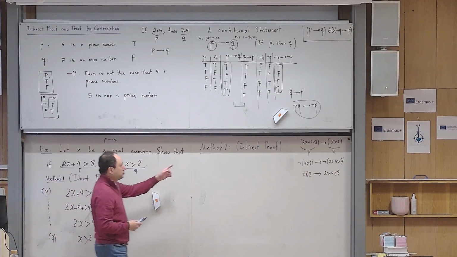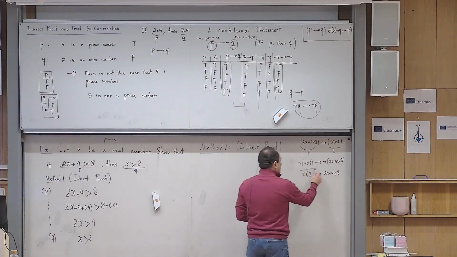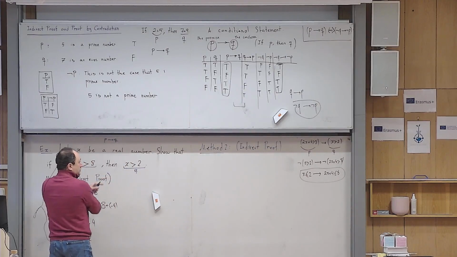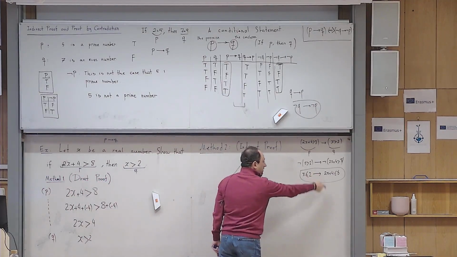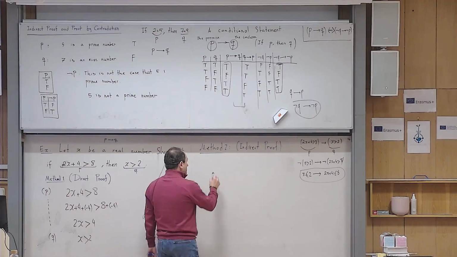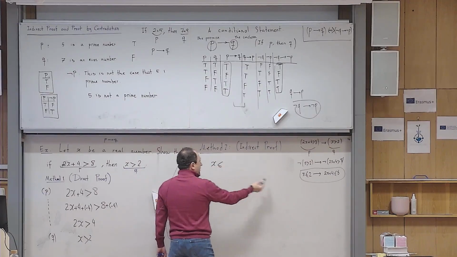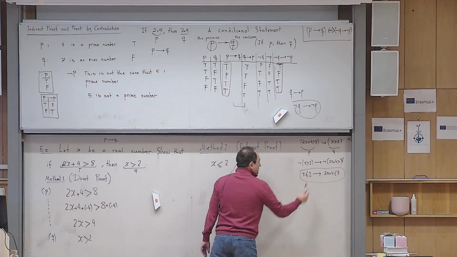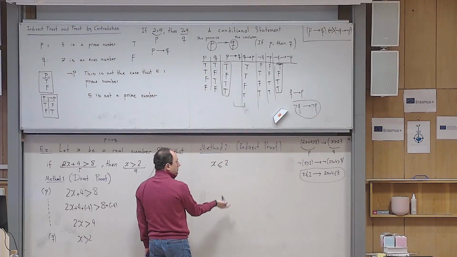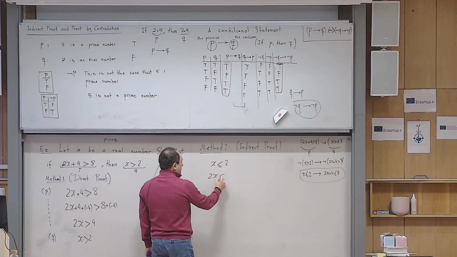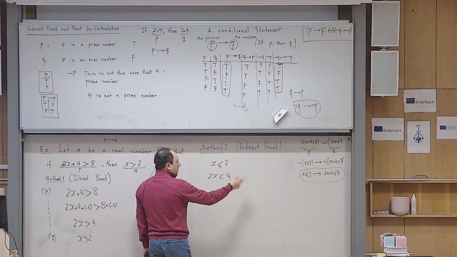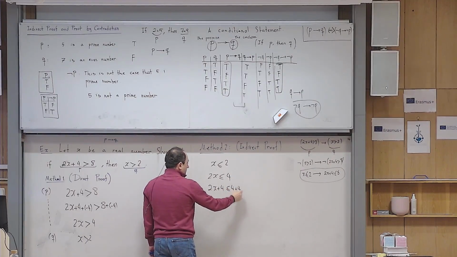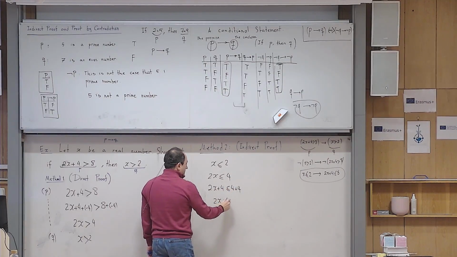If I want to prove this, I need to prove this. The first thing that you do, you write the contrapositive. The contrapositive is this one, and then you prove this one. Okay, but that is easy, because now I start with my premise. The new premise is this one, and I want to reach this conclusion. Again, what do I do, for example? I multiply everything by 2, and then I add 4 to both sides. Then it becomes 2x plus 4 is less than or equal to 8.